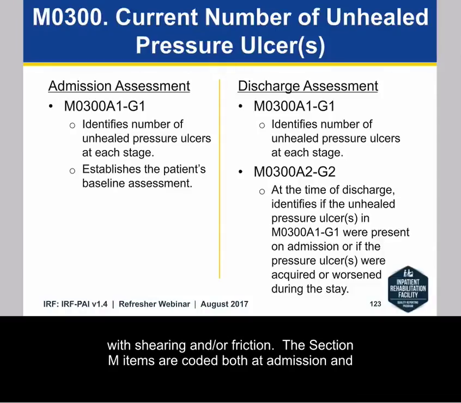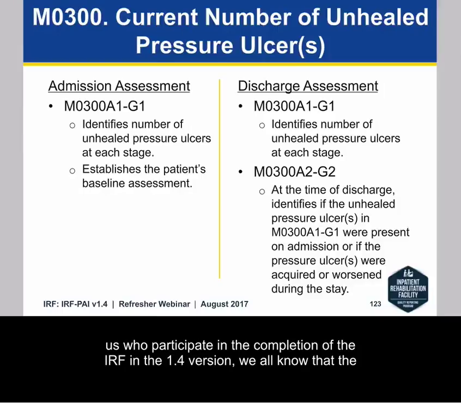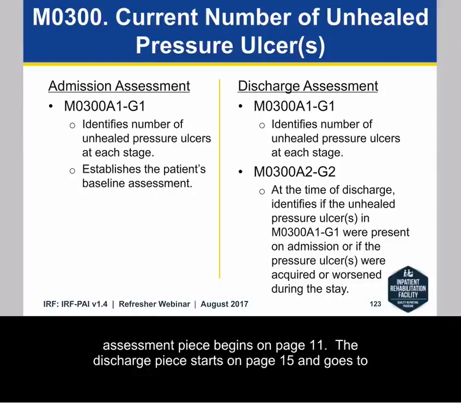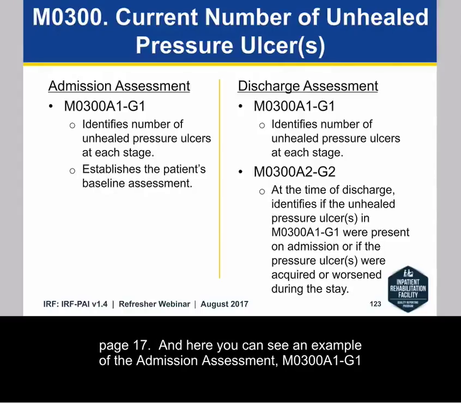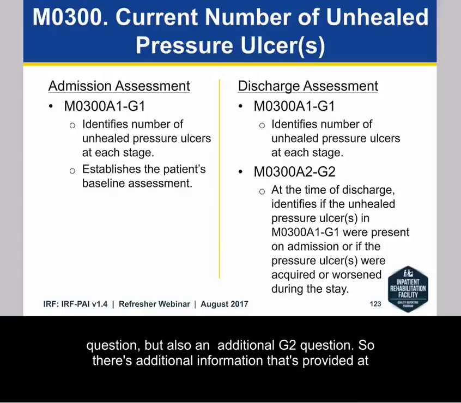The Section M items are coded both at admission and discharge. However, not every item is the same on admission and discharge. For those of us who participate in the completion of the IRF-PAI 1.4 version, we all know that the assessment piece begins on page 11, and the discharge piece starts on page 15 and goes to page 17. And here you can see an example of the admission assessment. M0300A1-G1 is an admission assessment item, and the discharge assessment items have also that question, but also an additional G2 question. So there's additional information that's provided at discharge.